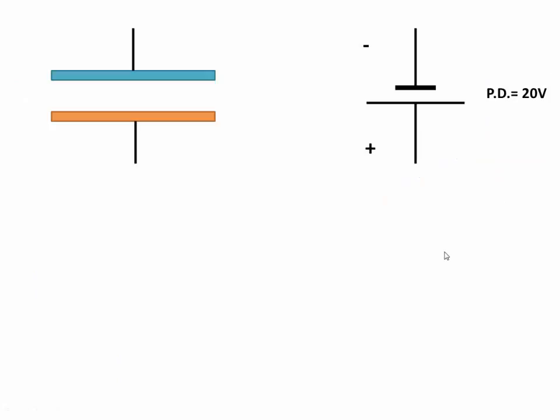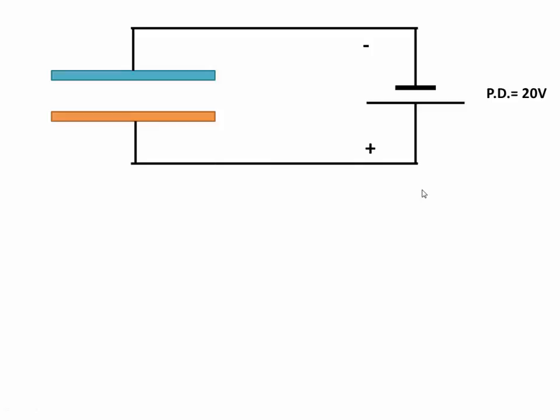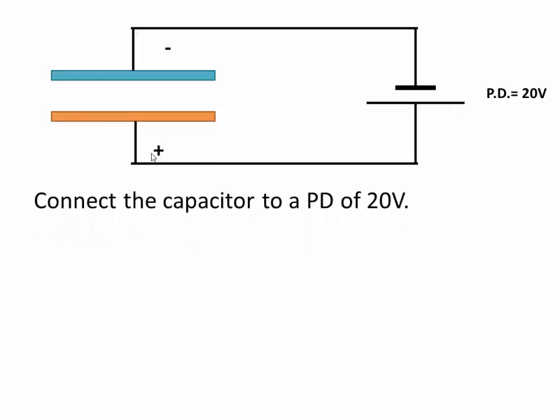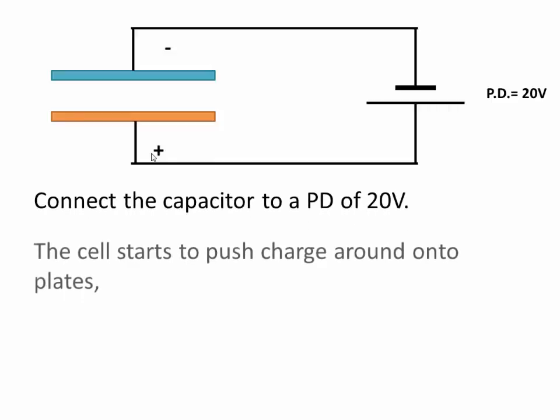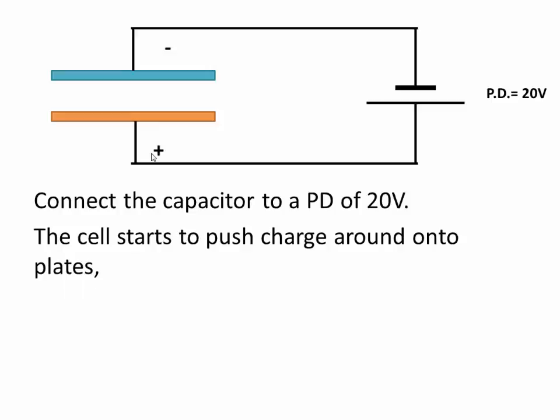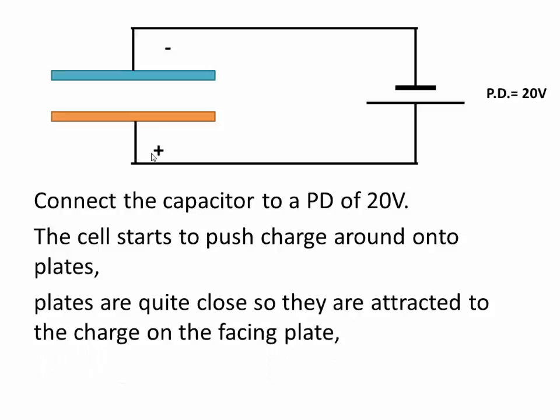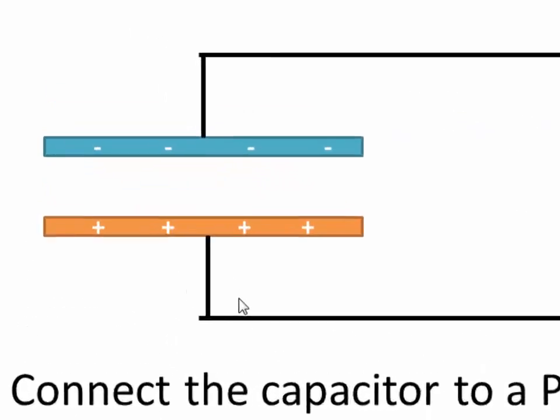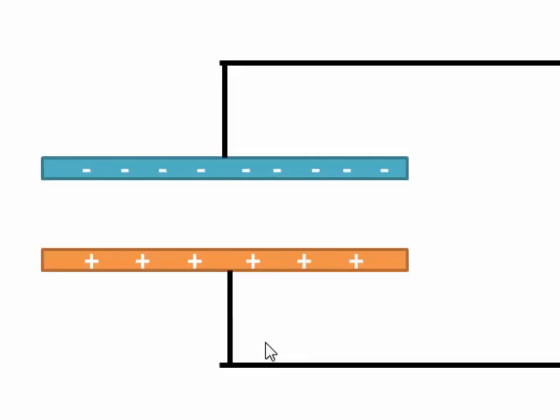Let's look at basically what a capacitor does. We have a capacitor here on the left, and a battery on the right, but at the moment they're not connected, so we will connect them. 1, 2. Now they're connected. Now the charge is free to move from the battery onto the capacitor plates, so that's what it does. There's a free moving current onto the plates. So we connect the capacitor to a potential difference of 20 volts. The cell starts to push charge around the circuit onto the plates. Since the plates are quite close, they're attracted to the charge on the facing plate, as we discussed before. So with time, more and more charge will land onto the plates.